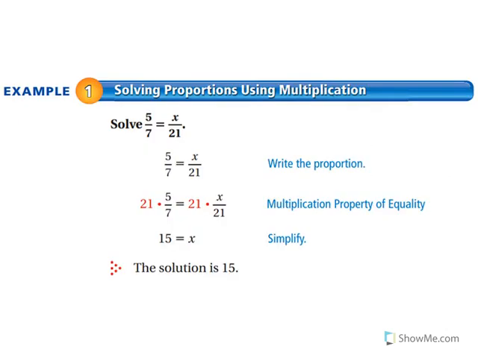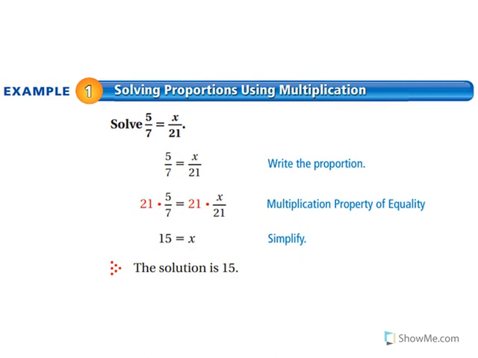Okay, so when solving proportions using the multiplication property of equality, all we're doing is this. Let's start off this way. When we write a proportion, you're going to have three values and one unknown, and our unknown will be in the form of a variable. Whatever is below our variable, the denominator, that's what we're going to multiply by.